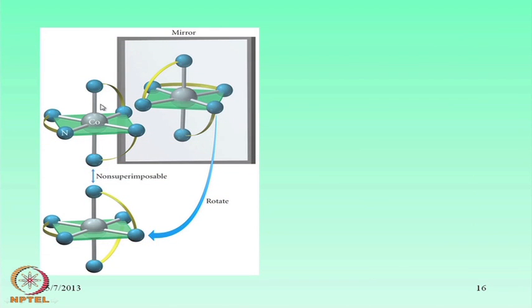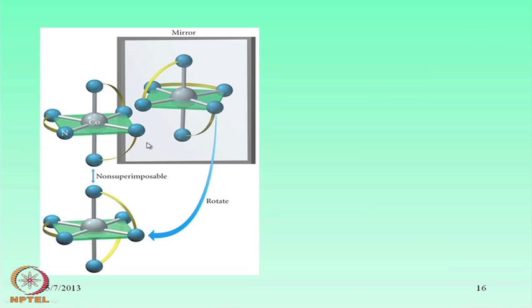So, this is one particular type of arrangement, and if we have the corresponding mirror image, this one is the mirror image, and if we rotate this mirror image through some angle, say 90 degrees anti-clockwise, we get this particular arrangement, but these two are non-superimposable on each other, because this arrangement we cannot put on this one to make it the same.